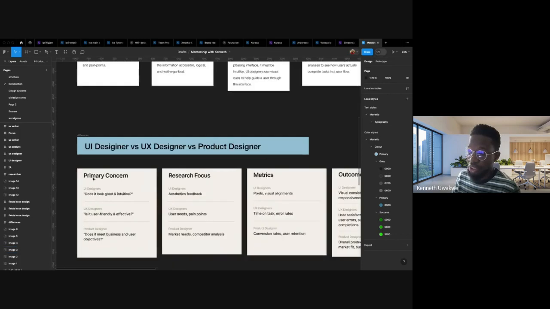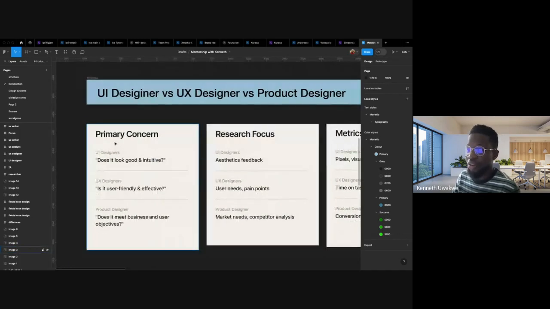One of them would be the area of primary concern. So a UI designer will be asking, does it look good? Does it look colorful? Does it look intuitive? Is it aesthetically pleasing to the user? While a UX designer will be asking questions like, is it user friendly? Is it effective? And a product designer will be asking, does it meet business and user objectives?